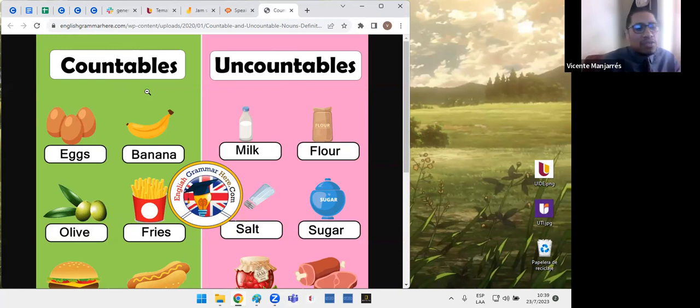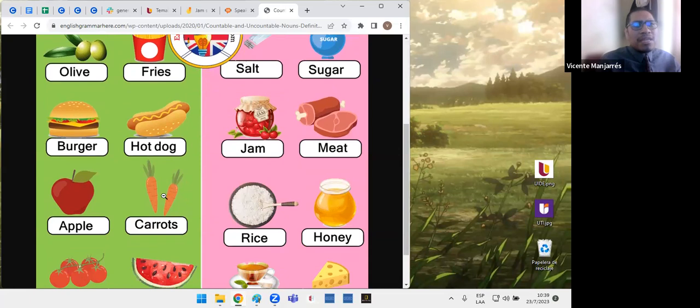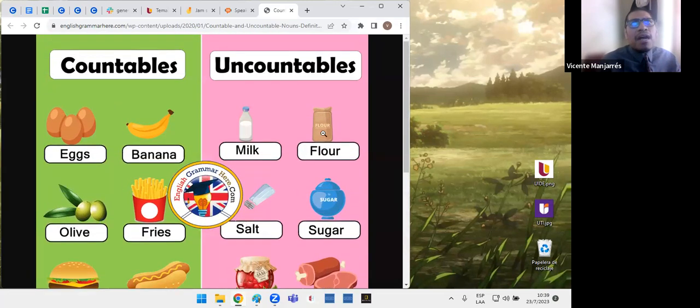Countable nouns are easy to count, easy to assign quantities to them, especially physically. You can see them and differentiate one from another. Like eggs are countable, fries, carrots. They are like units, well-defined units that you can tell the beginning and the end of each one, so you can count the second and the third. Uncountable nouns, on the other hand, are hard to count.